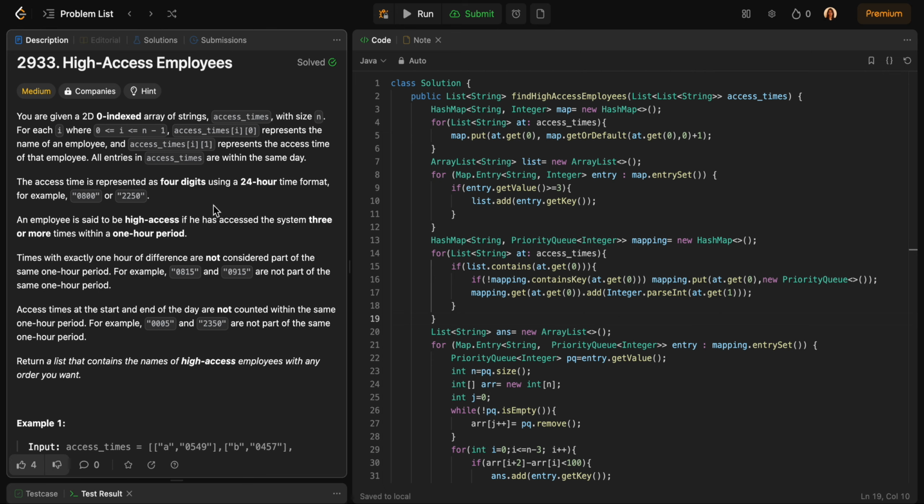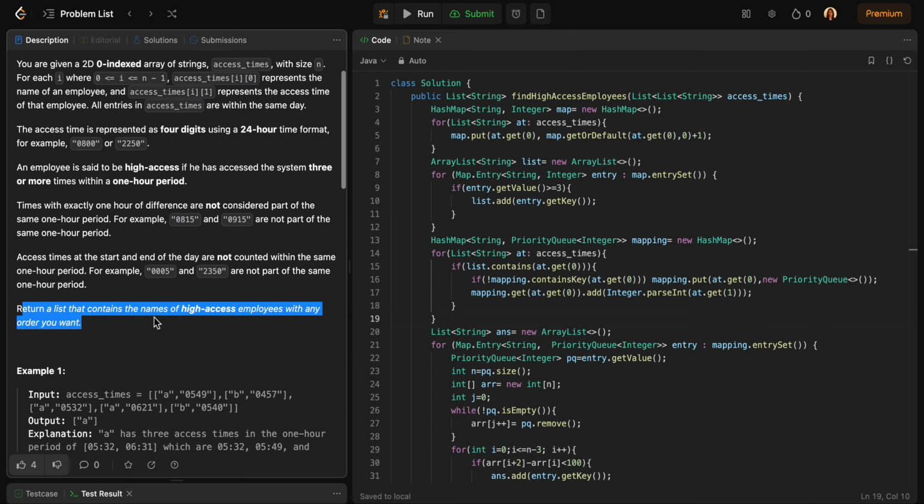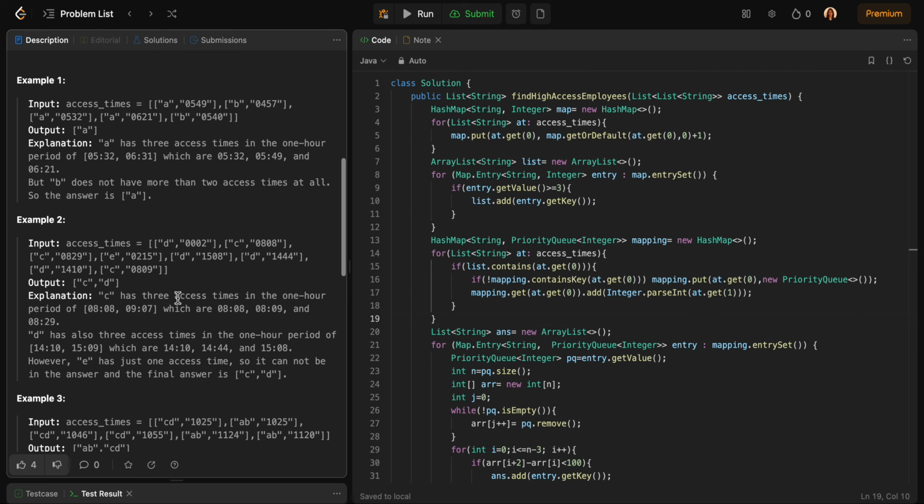access time, let me show you the exact condition where this is written. Represent the name of the employee across this access time of start and return the list that contains the highly efficient employees. Okay, so this is the question, and let me show you how I came to this approach.